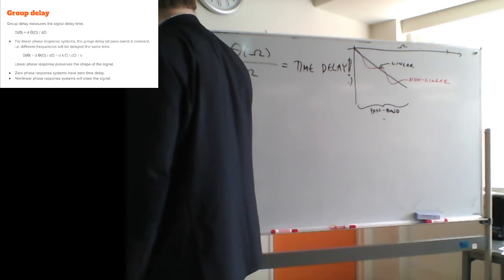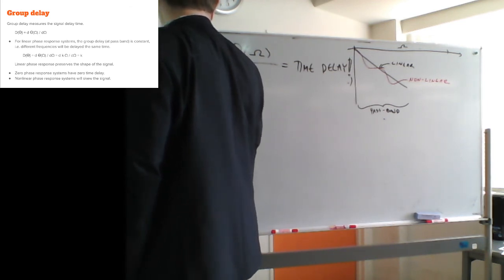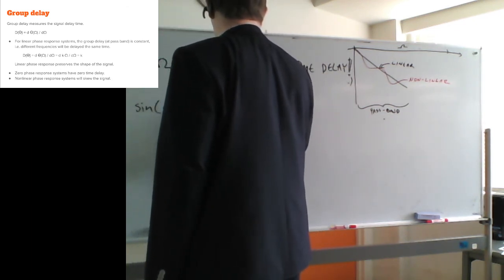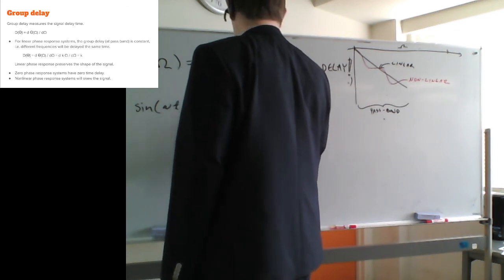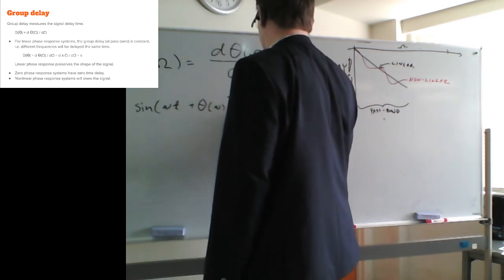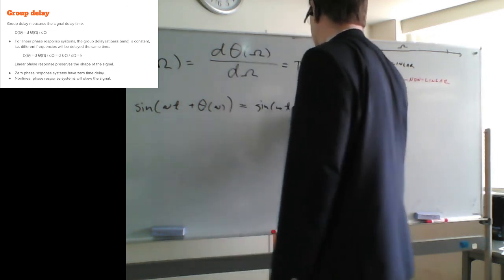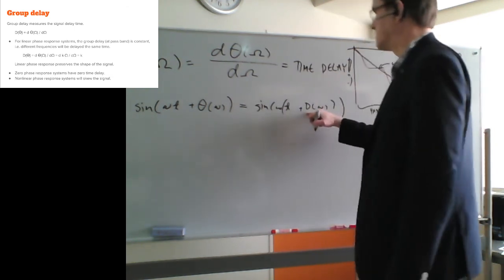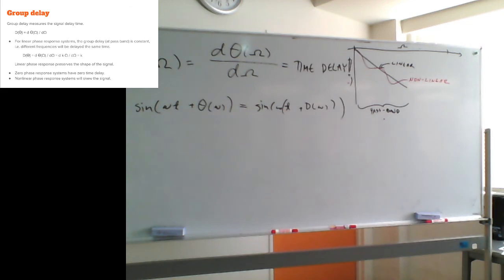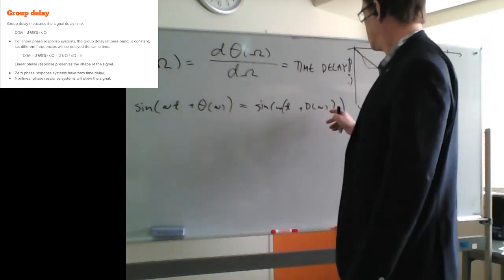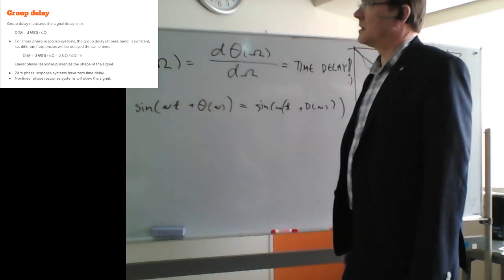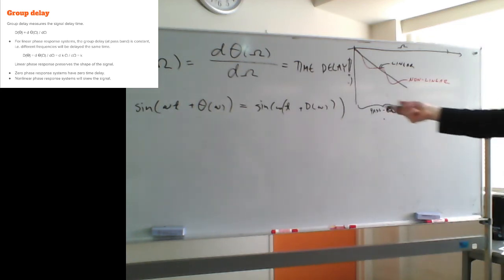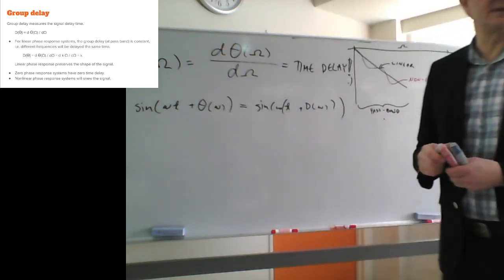So if we have that sine of omega t plus theta of omega, actually that's the same as sine of omega t plus d theta over d omega. There. So I've just changed the angle delay to time delay, and by taking the first derivative.